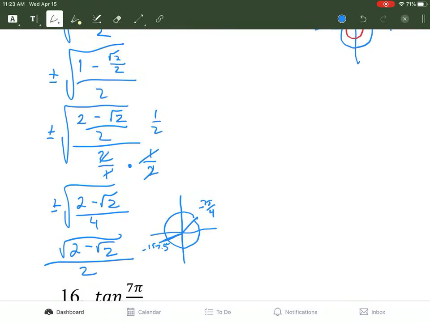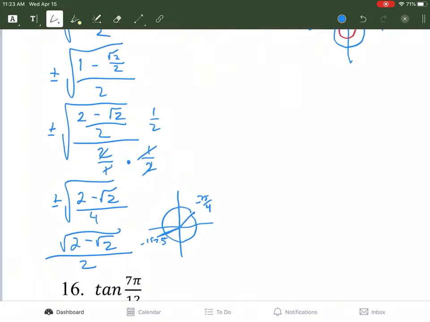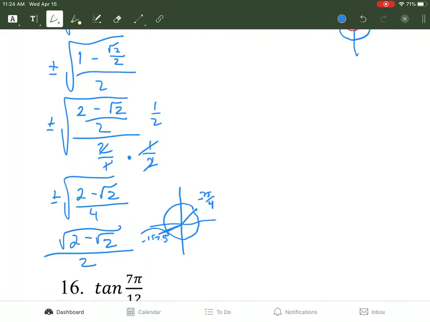All right, and now what I have to look at is the sine value at that spot. At this spot, what is the sine value? What are the y values of the unit circle on that spot? They are negative because they are below the x-axis. So we're going to put a minus sign in front of our answer. And there we go. We're done.